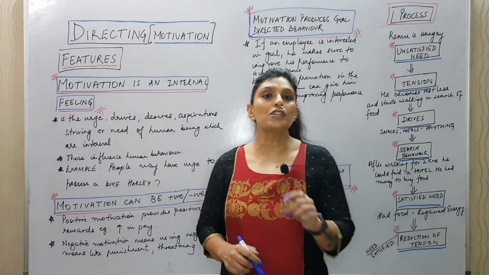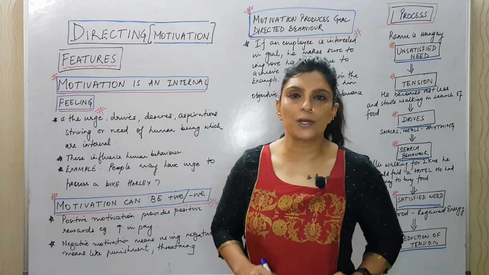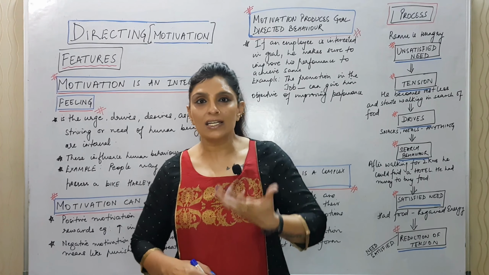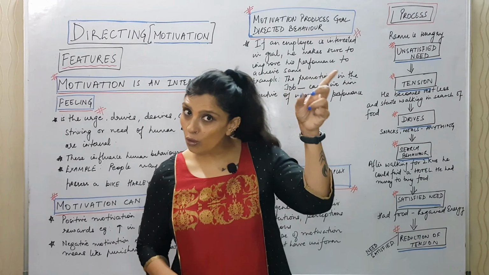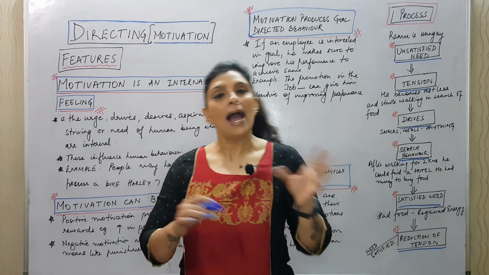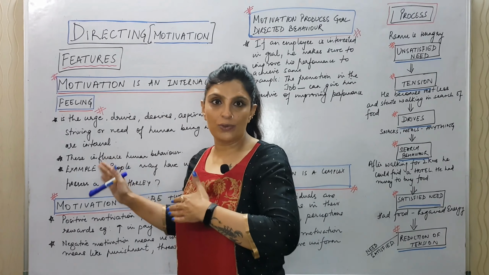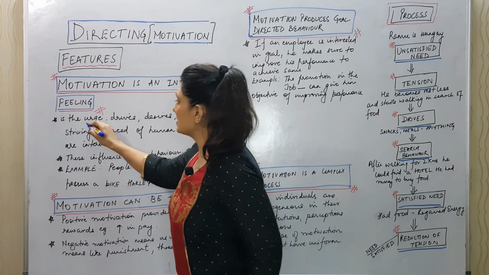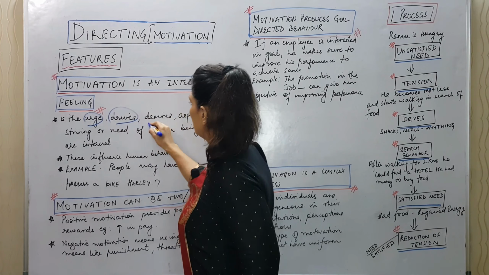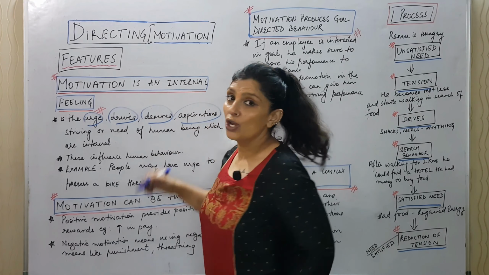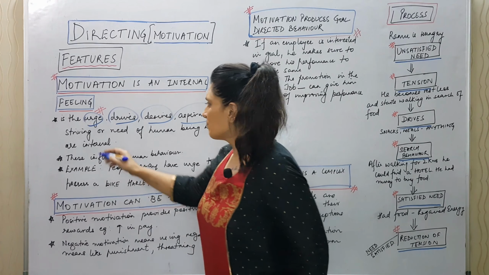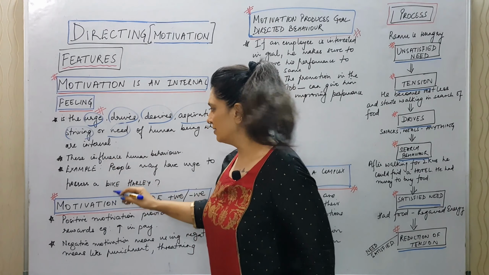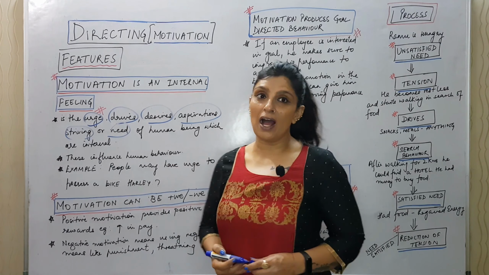Now we are starting with the features of motivation. The first feature, it says motivation is an internal feeling. I already told you. What is internal feeling, internal state, motive, urge, desire, aspiration, same thing continues. Now, motivation is an internal feeling. Why? Because it is the urge, drive, desire, aspiration, what you dream to be, striving, need of human being which are internal. These influence human behavior. Of course, yes.